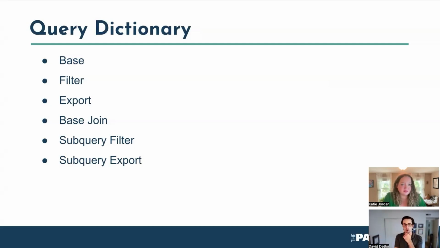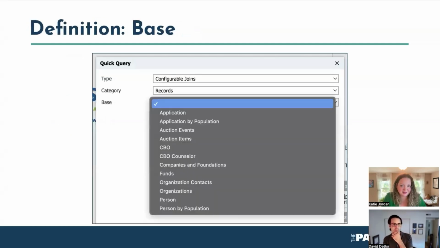But starting with a query base. When you're first starting with a query, and you click that quick query button or you click that new query button, you need to start by thinking about what type of records am I trying to pull. I like to think of that as what kind of a list do I want to end up with? Because a lot of users are familiar with that concept. A list of students, a list of high schools. Your base is kind of that starting point.